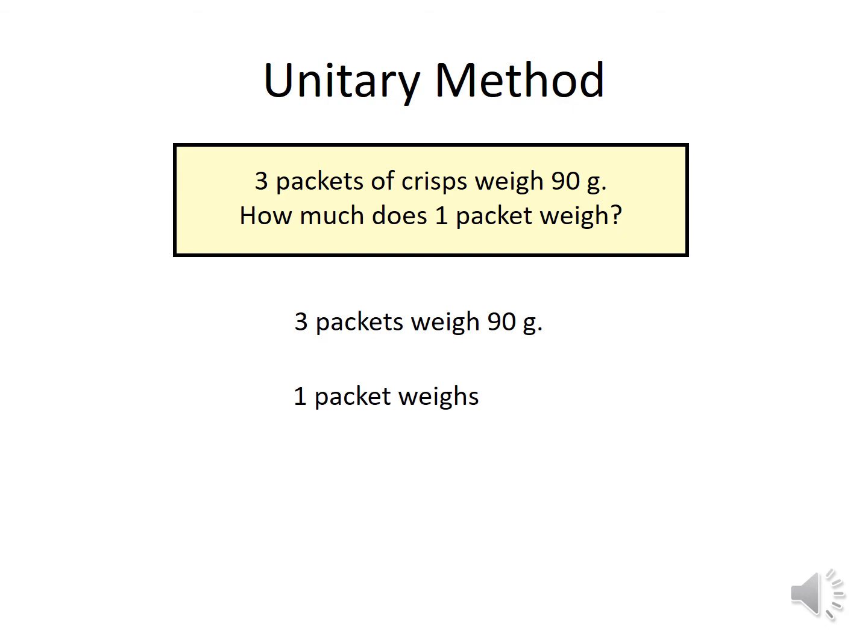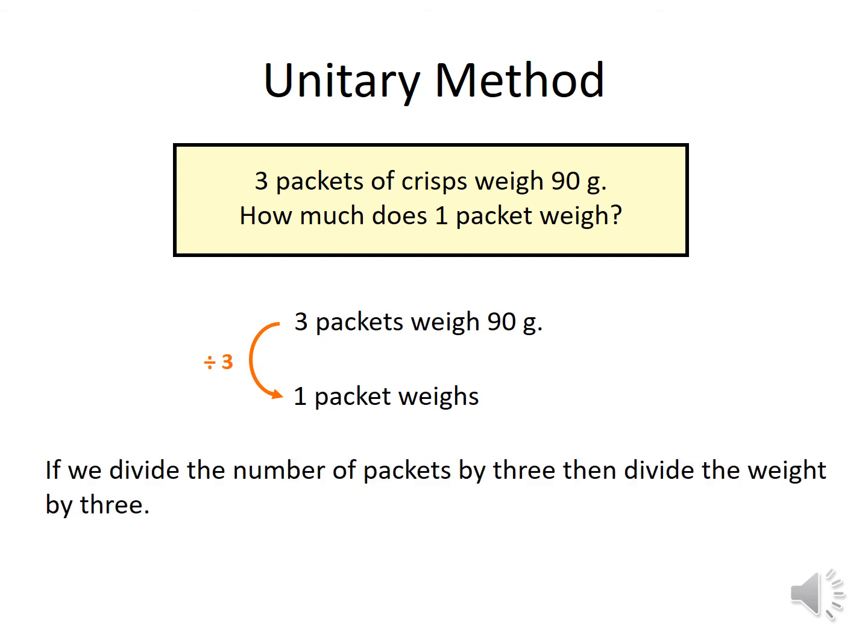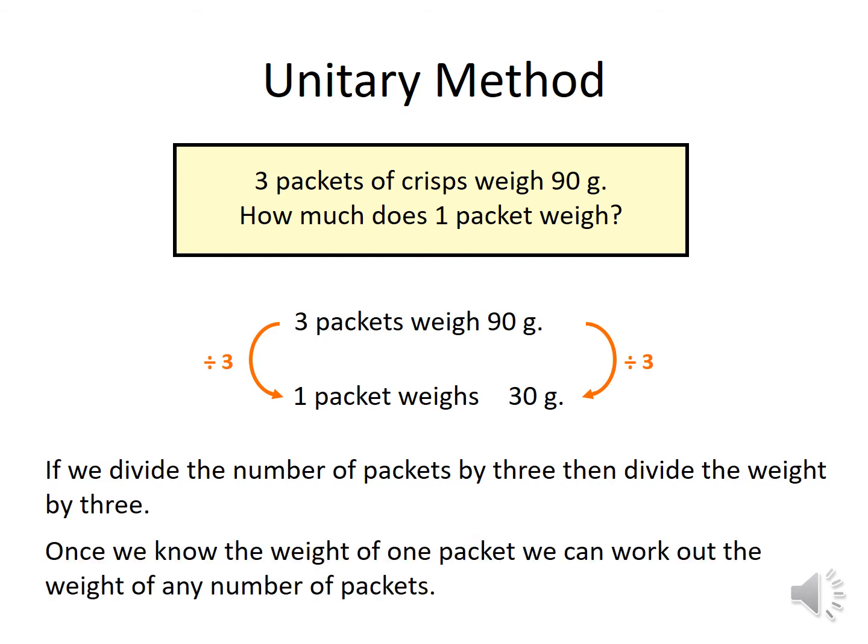So if 3 packets weigh 90 grams, we want to know how much 1 packet weighs. Well, from 3 packets to 1 packet, we have divided by 3. So we need to do the same thing to the weight. If you divide the number of packets by 3, then we need to divide the weight by 3 as well. So 90 grams divided by 3, so 1 packet weighs 30 grams. Once we know the weight of 1 packet, we can work out the weight of any number of packets, because all we will do is multiply the number of packets by 30 grams.